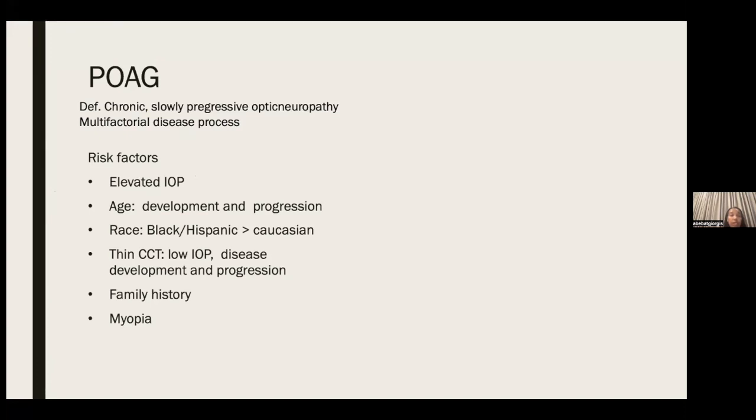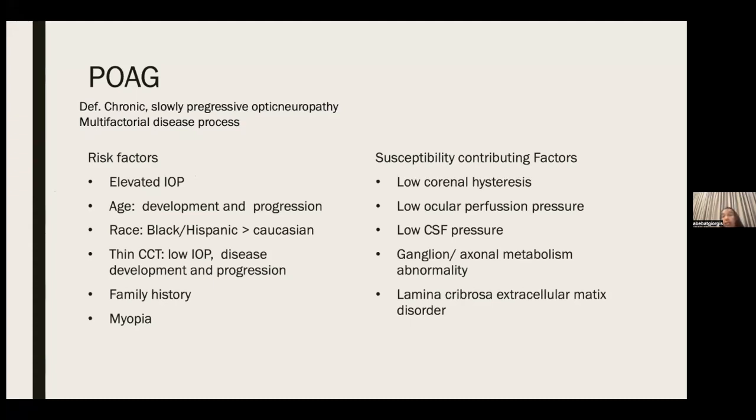Blacks and Hispanics are more affected than Caucasians. Thin central corneal thickness, which gives a low IOP reading, is also a risk for disease development as well as for progression. Family history of glaucoma and myopia. There are factors that contribute to susceptibility, and this includes low corneal hysteresis, low ocular perfusion pressure, low CSF pressure, ganglion or axonal metabolism abnormality, and lamina cribrosa extracellular matrix disorder.